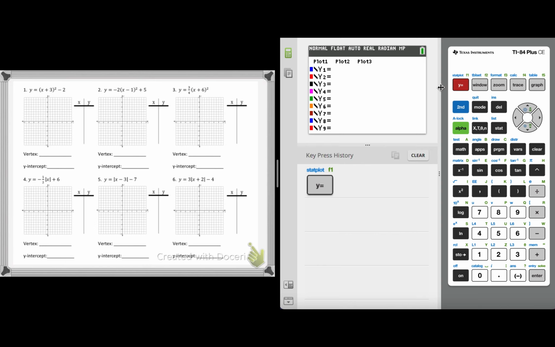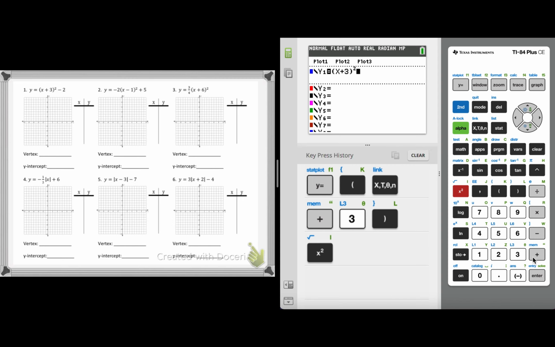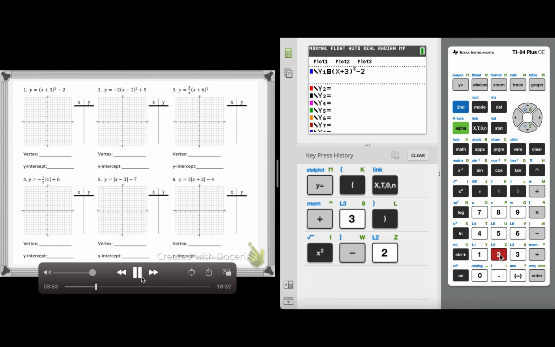So we're going to type in x plus 3 squared minus 2. You want to make sure to punch everything in as you see it. So we've got the X button, near the alpha key, plus 3 parentheses. Make sure we hit squared, minus 2. And make sure with minus, we're using the subtraction sign, not the negative sign. That will make a huge difference in how your graph will plot.